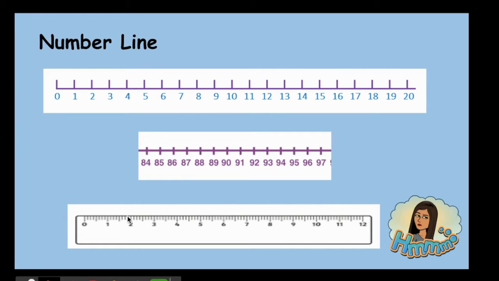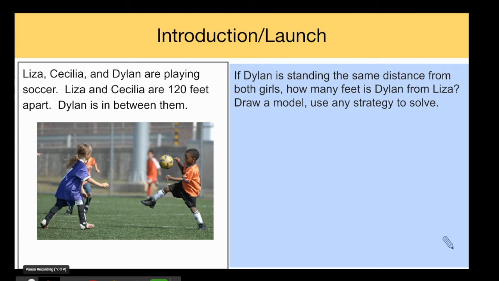This means that we can use number lines to help us solve word problems involving measurement. Let's look at an example from today's lesson. Let's read it together. Liza, Cecilia, and Dylan are playing soccer. Liza and Cecilia are 120 feet apart. Dylan is between them. If Dylan is standing the same distance from both girls, how many feet is Dylan from Liza? Draw a model, use any strategy to solve.